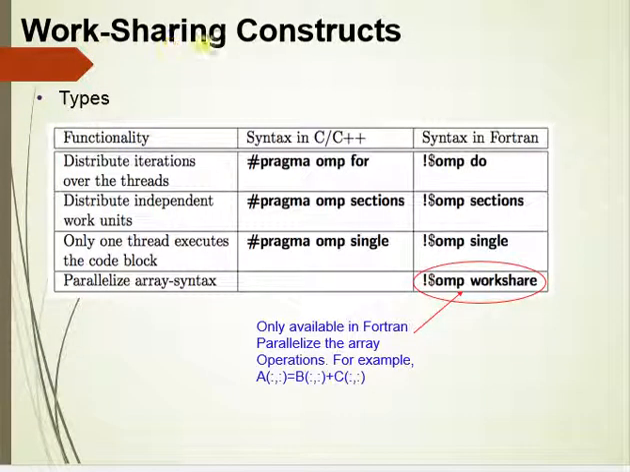These are all the types of work sharing constructs. The types include distribute iterations over the threads, distribute independent work units, only one thread executes the code block, and parallelize array syntax. These are the functionalities of work sharing constructs. But parallel array syntax exists only in Fortran. We observe it only in Fortran, but we do not observe any parallelized array syntax in C++.